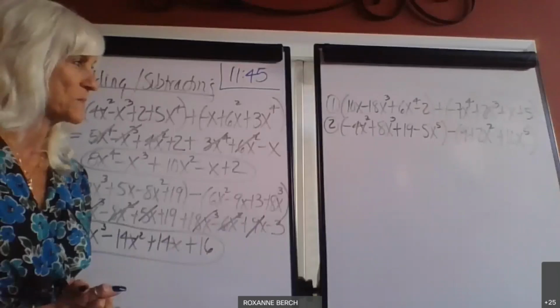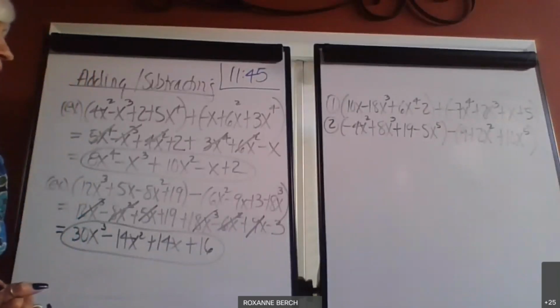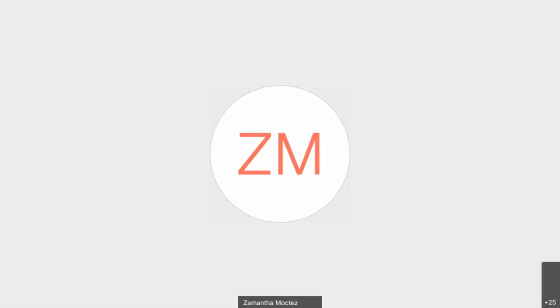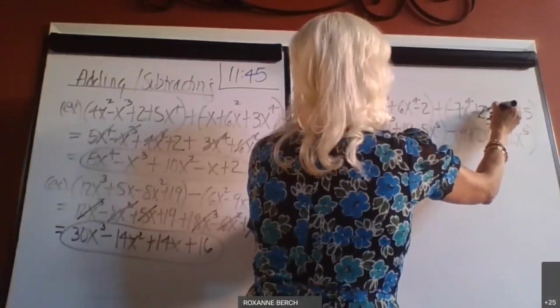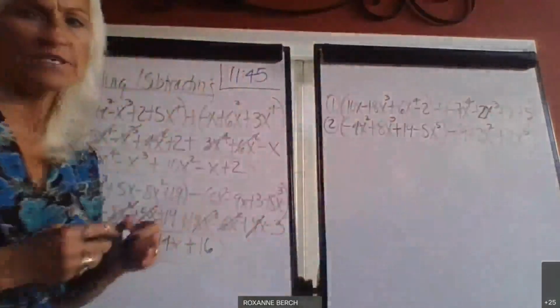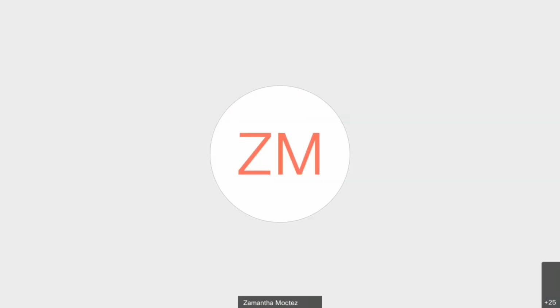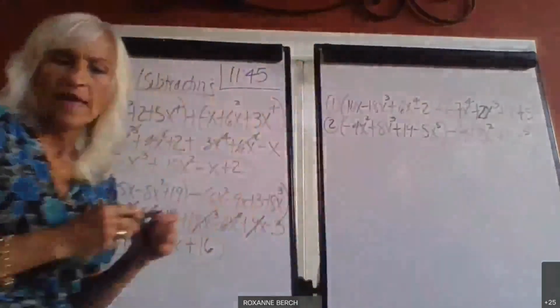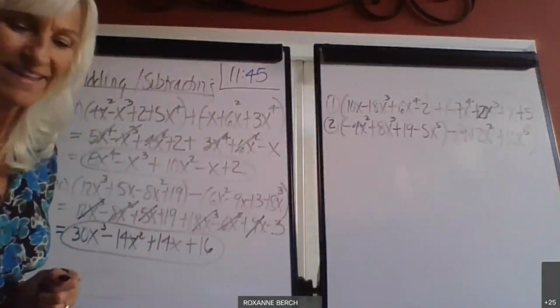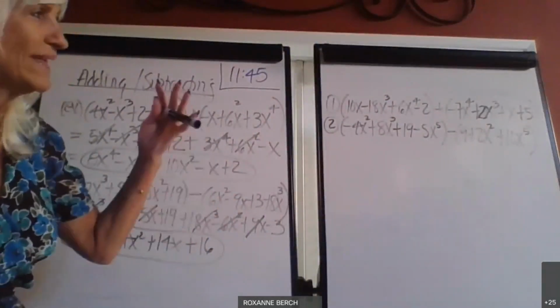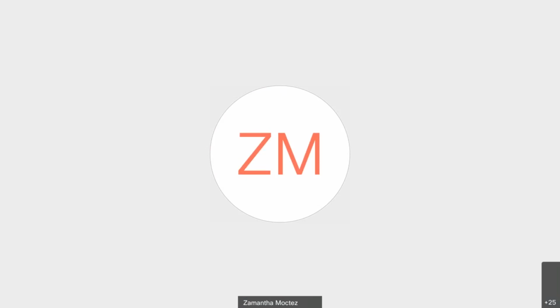Ms. Birch, a quick question. For the first problem, it's negative 7 plus 2x? It's negative 7x to the fourth plus 2x cubed. Okay, thank you. Can you see that? Yeah, I can see it now. And it's plus 5, right? Yeah, plus 5. Go right ahead. My pen is going in and out. So can you see it now?